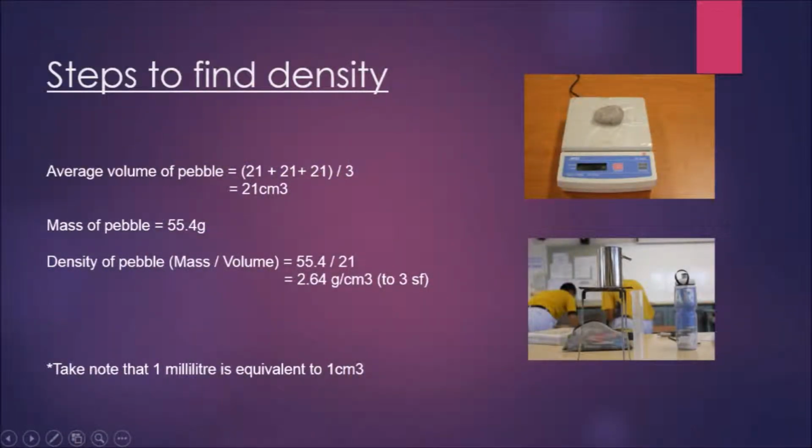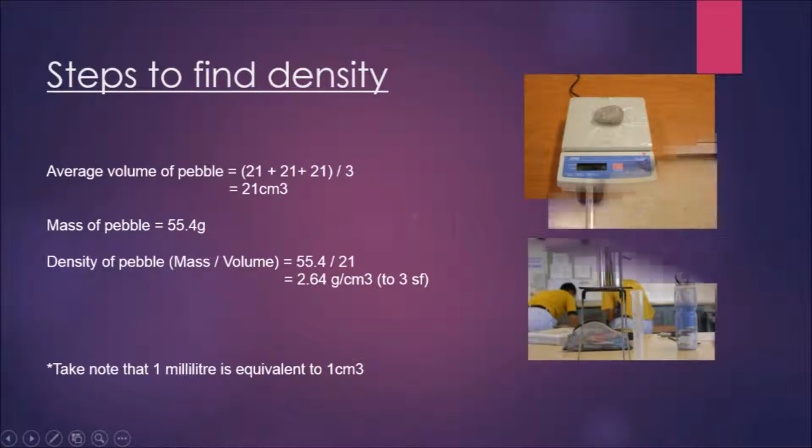To find the volume of the pebble, simply average out the 3 results from the previous table, and with the mass measured to be 55.4 grams, we can find the density of the pebble by dividing 55.4 grams by 21 cm cube. The density of the pebble is 2.64 grams per cm cube.